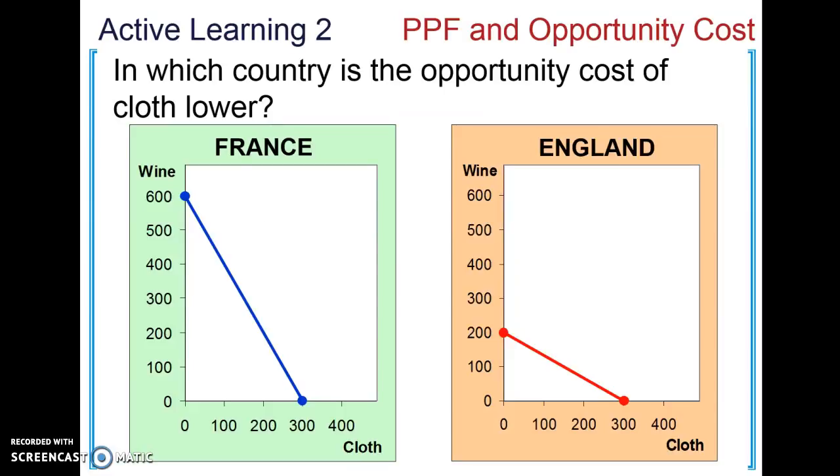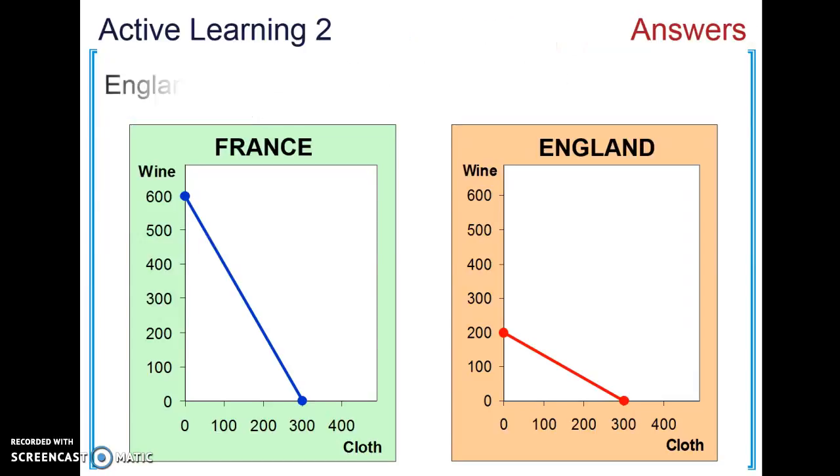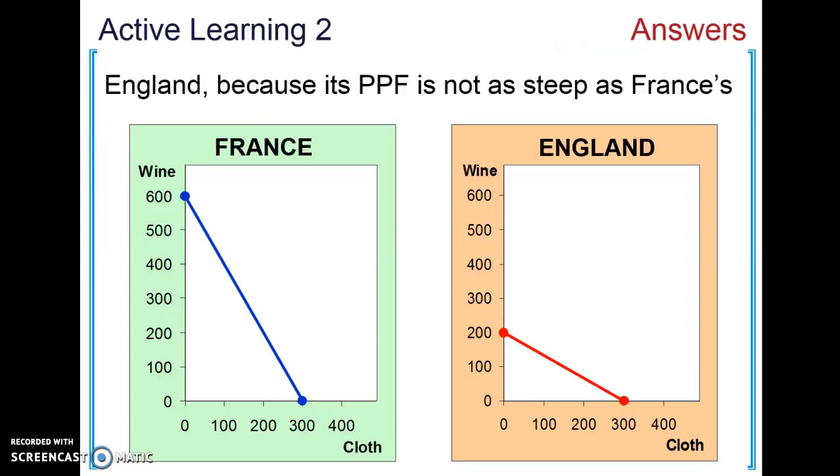Applying what you learned in the previous slide, look at each of these two countries, France and England, and answer in which country is the opportunity cost of cloth lower. Okay, I'm going to give you the answer here. It's England because its PPF is not as steep.